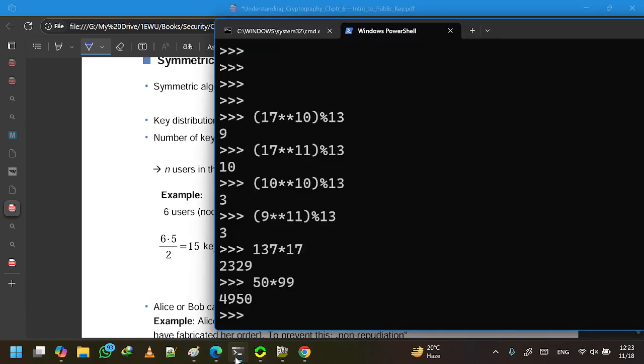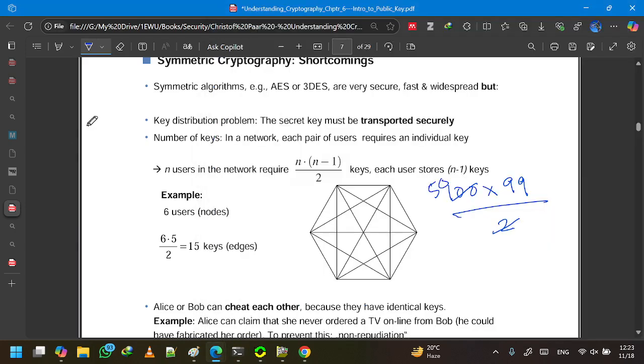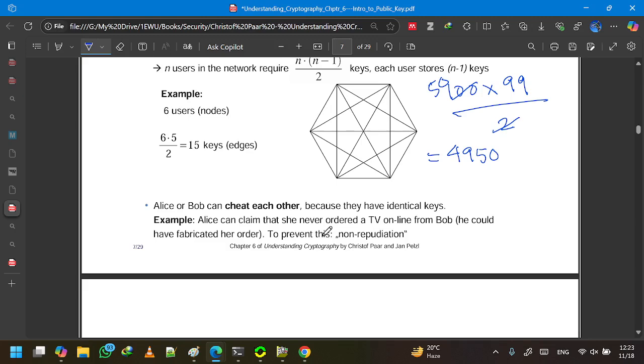So 50 multiplied by 99 is 4950. So 4950 keys need to be stored in the system's database in order to make symmetric key cryptography work. And the biggest problem is non-repudiation or accountability.